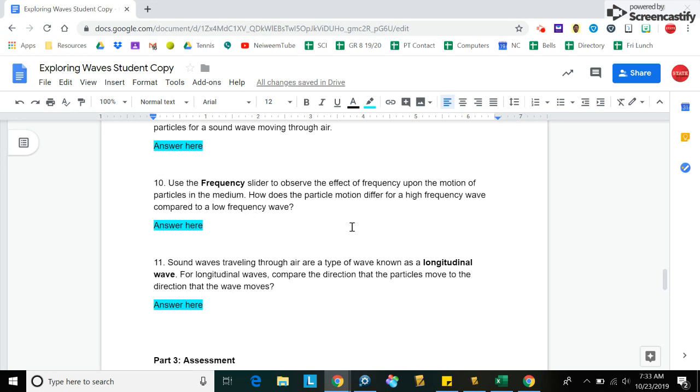Use the frequency slider to observe the effect of frequency upon the motion of the particles in the medium. How does the particle motion differ for a higher frequency wave compared to a low frequency wave? You know how to do that now. We just did some frequency stuff.